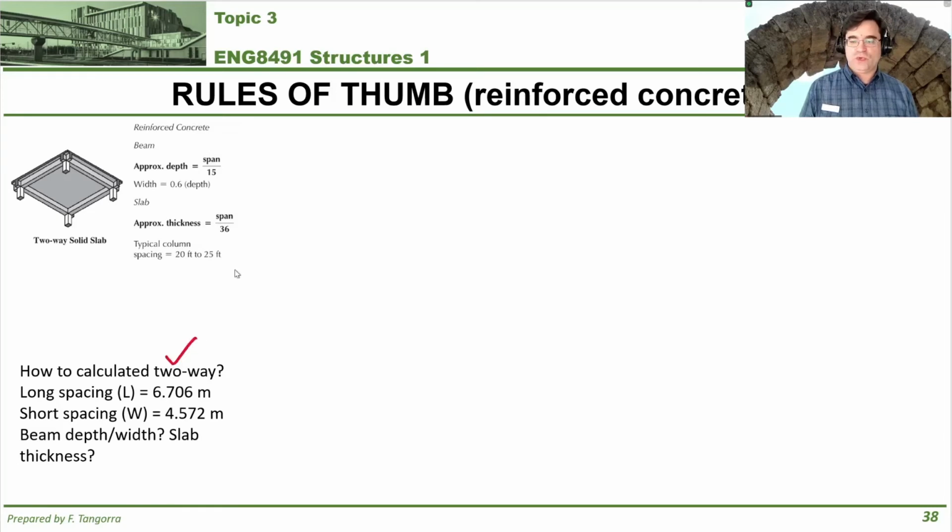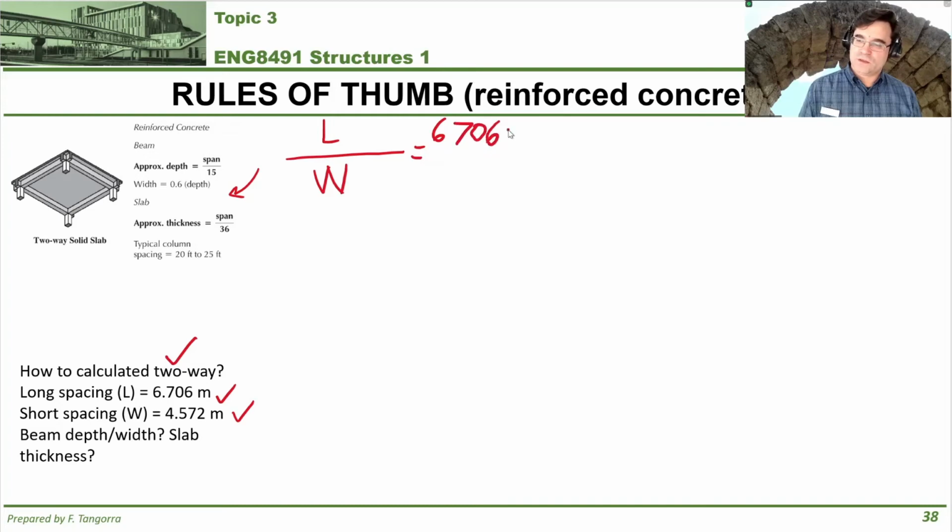So let's say we have a two-way slab here with these dimensions, right? The width and length of the slab, which basically match the grid line dimensions. Now, to properly know whether or not we can use these rules of thumb, we have to first figure out whether or not it is in fact a two-way slab. So we're going to do the long dimension divided by the short dimension, and we're going to see what that gives us. So 6,706 millimeters divided by 4,572 millimeters.